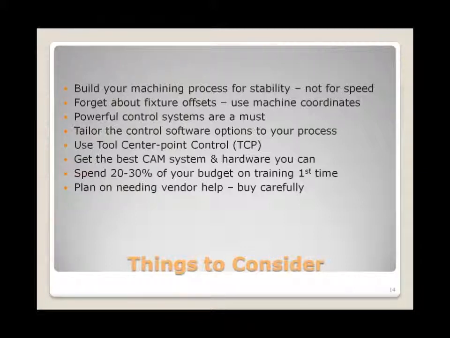Another area where some companies struggle is they're so used to using a whole lot of fixture offsets to deal with where their tooling is. In 5-axis machining, and especially in contouring, we typically use the machine origin or the machine coordinate system to program. We don't use a lot of fixture offsets because it gets very hard to manipulate those, and it's actually counterproductive.